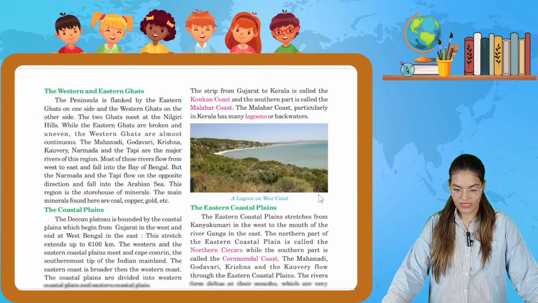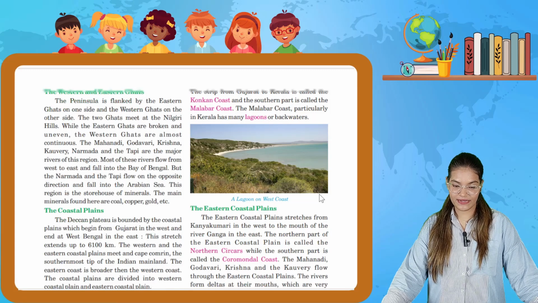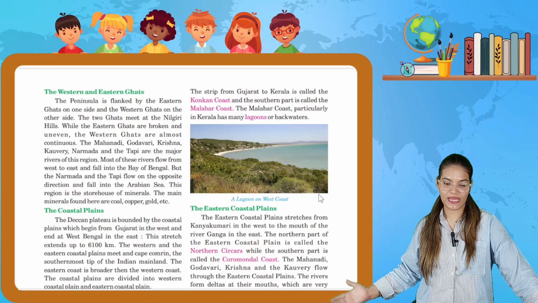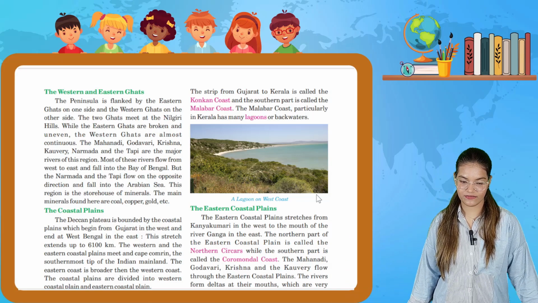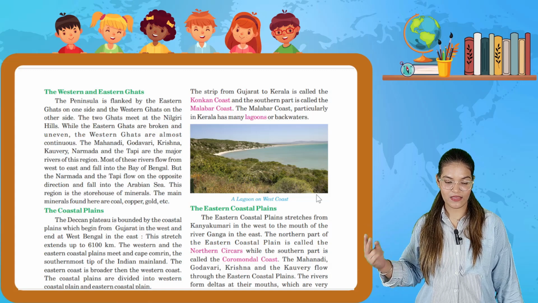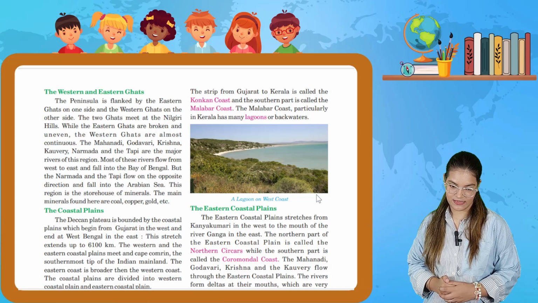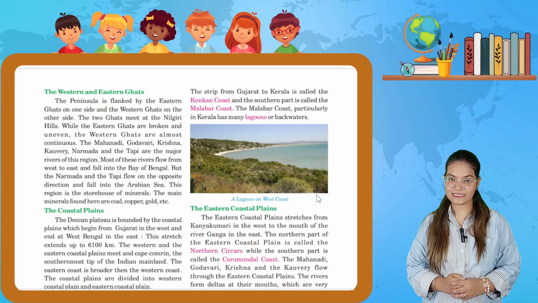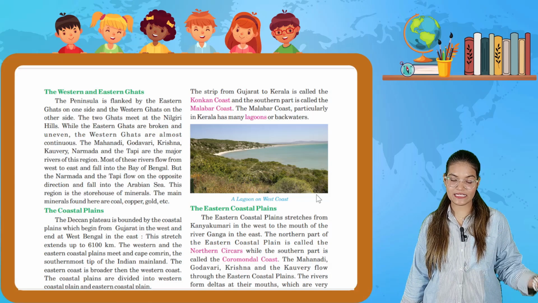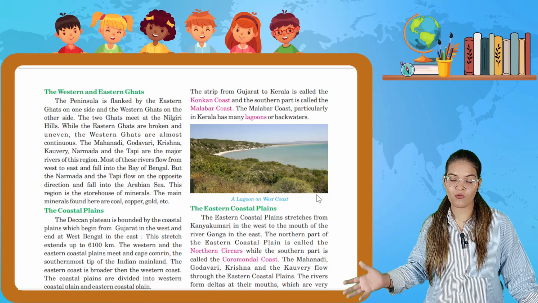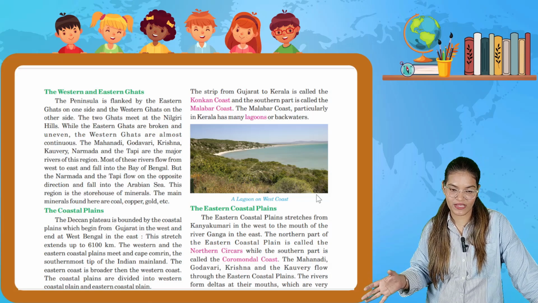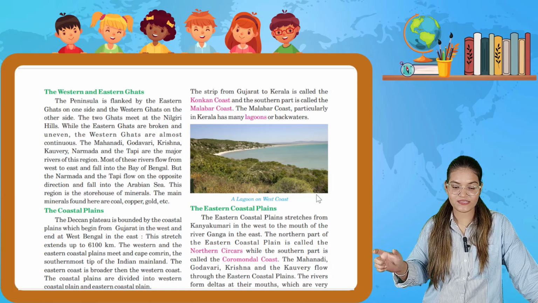Now continue. The western and eastern Ghats, right? The peninsula is flanked by the eastern Ghats on one side and western Ghats on the other side. The two Ghats meet at the Nilgiri Hills. While the eastern Ghats are broken and uneven, the western Ghats are almost continuous.